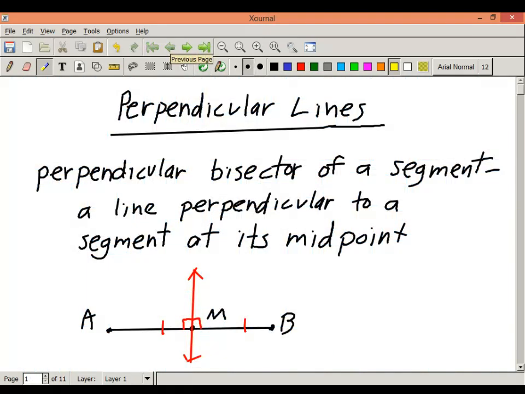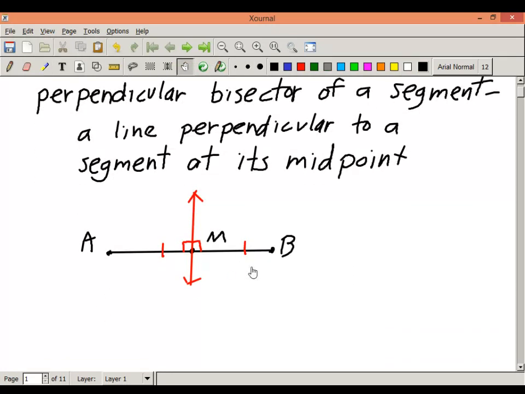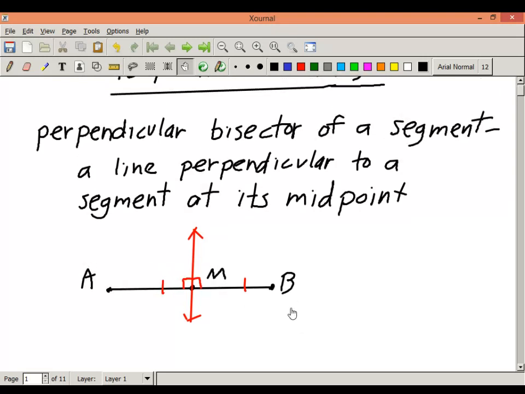Okay, so to kind of summarize what we talked about in this lesson today, we started out by talking about a perpendicular bisector of a segment. So line segment AB has a perpendicular bisector, the red line, because the red line is perpendicular to segment AB through its midpoint. So that makes the red line a perpendicular bisector, two things there, of segment AB.